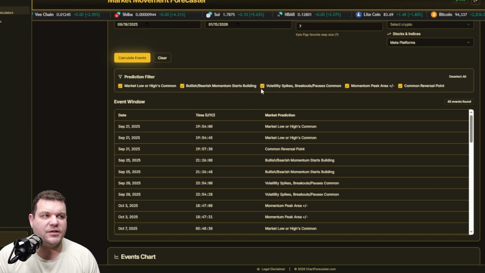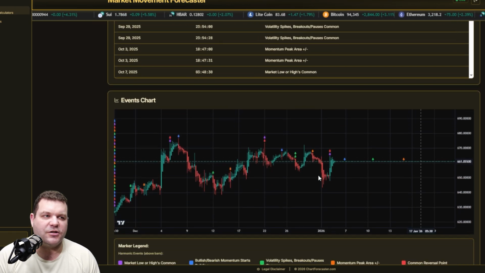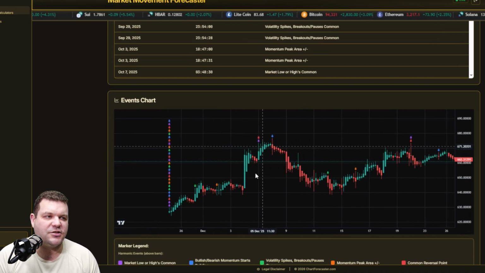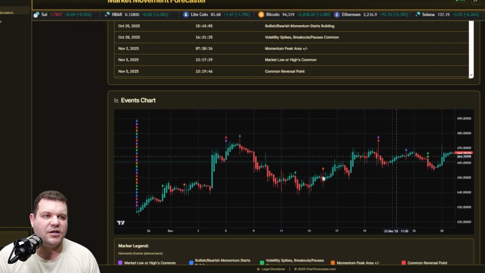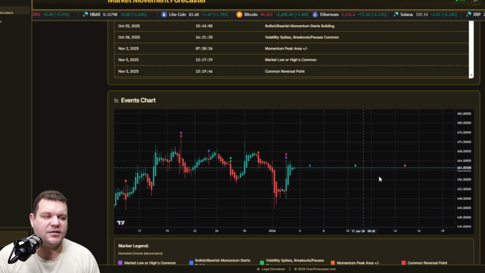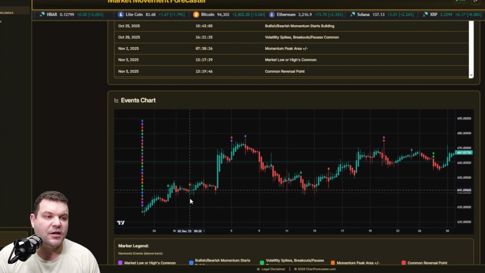Now, there's all sorts of data that pops up here, including this prediction filter. So if you're only focused on common reversal points or let's just say market lows or highs, you can filter out all the other stuff. If you come down to the events chart, what's nice about the events chart is it basically transfers all this information onto a chart, and you can see that it does it quite well.